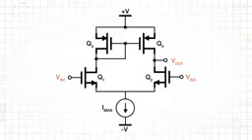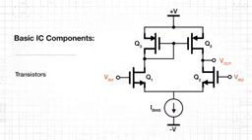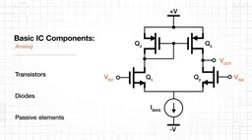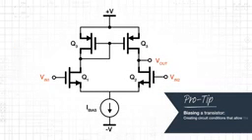Analog and digital ICs contain the same basic components, primarily transistors, but also diodes and passive elements. However, in analog ICs, transistors are intended to amplify or produce continuously varying signals. When we bias a transistor, we create circuit conditions that allow it to properly respond to small changes in voltage.